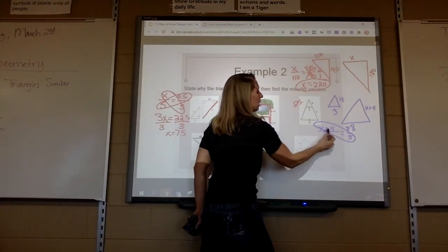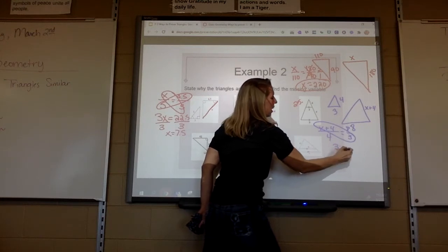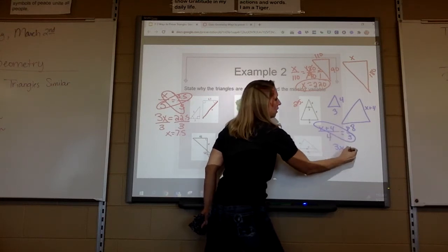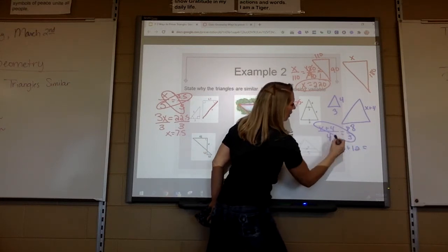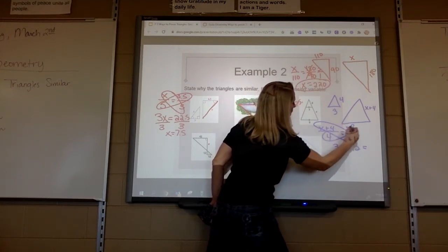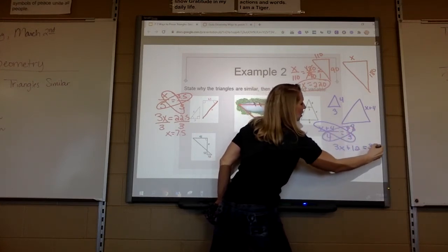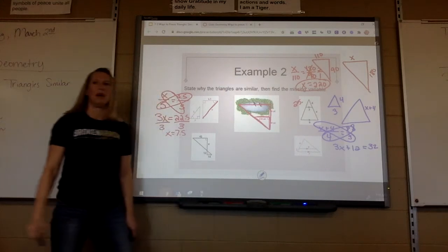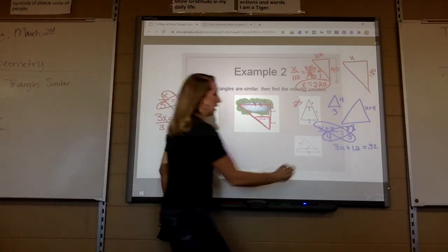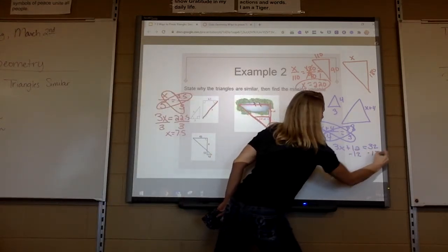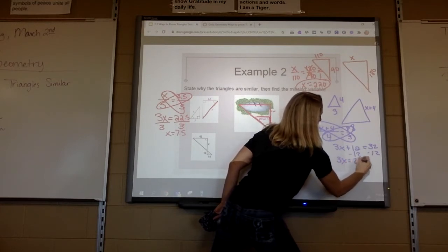So 3 times x is 3x. What's 3 times 4? Plus 12. And then 4 times 8? 32. Minus the 12 on both sides. 3x equals 20. What would x be?